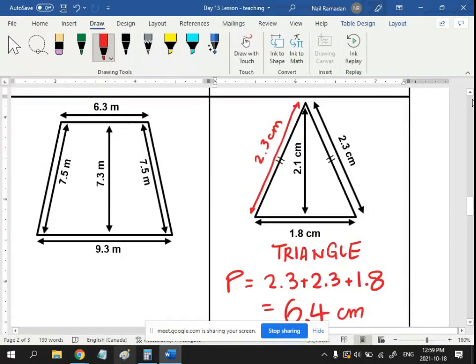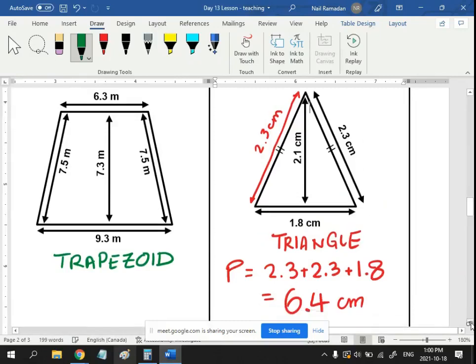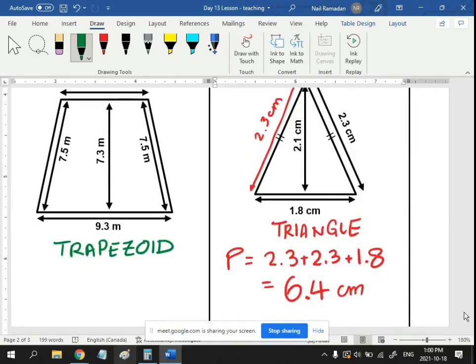What do you call this shape? Trapezoid. How many sides are you going to add? 4 sides. You're going to add the top to the bottom, to this side, to this side. Okay, let's do that. So P equals, what was the top side? 6.3, thank you. Plus 9.3 plus 7.5 on one side plus 7.5 on another side.